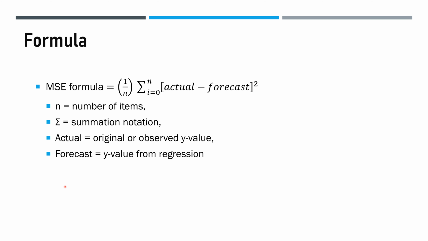Now let's see the formula for mean squared error. It is 1 upon n of the summation of squares of actual minus forecast values, where n is the number of items, actual is the original or observed y value, and forecast is the y value from the regression.